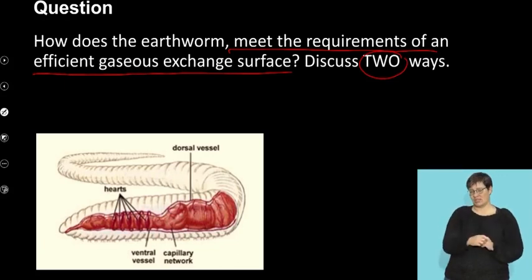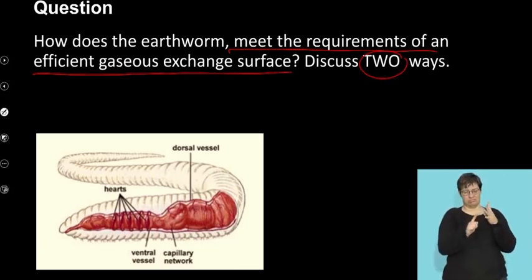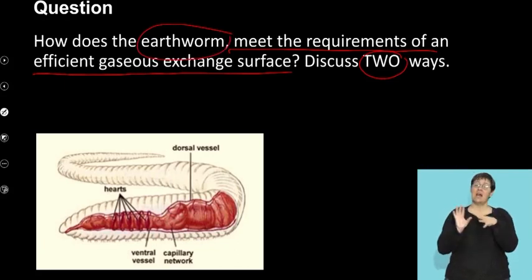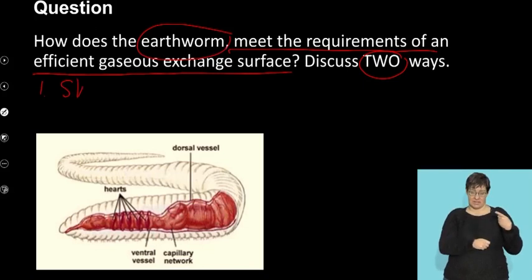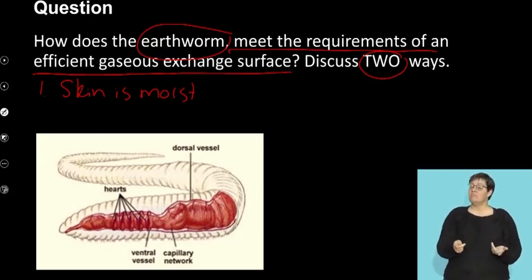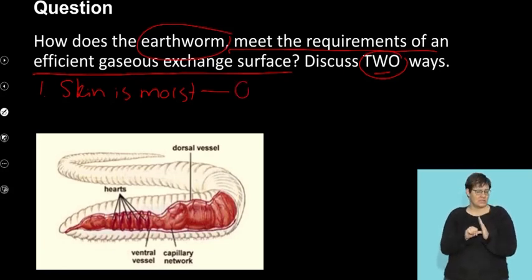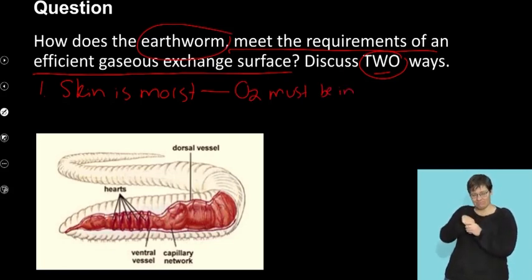There's a way that you could do it in the first one, but you need to link it back to the earthworm. So I'm going to go with number one: the skin is moist. We said that moistness, not being able to dry out, is really important. And when I say discuss, you must tell me the skin is moist for 1 mark. And why is that important? That is because oxygen must be in a solution in order for gaseous exchange to occur.